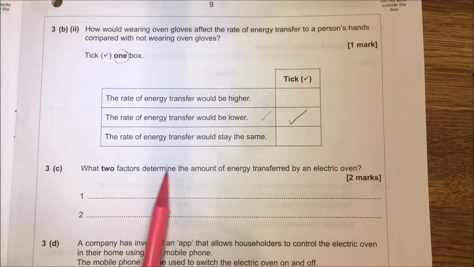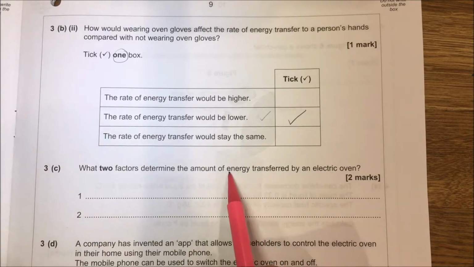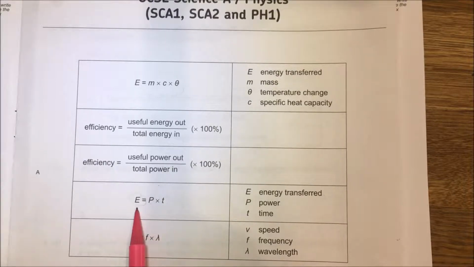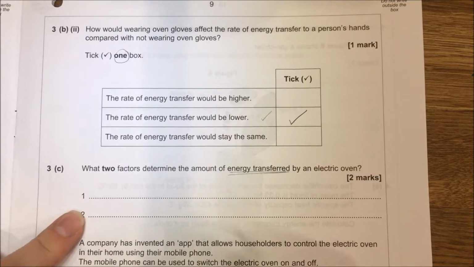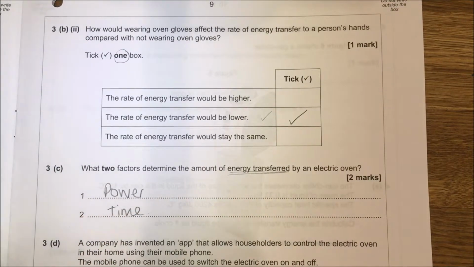What 2 factors determine the amount of energy transferred by an electric oven? So if you're not too sure here, energy transferred actually features on our equation sheet here. And it depends on the power and the time. So if either of these change, it will change the energy transferred. So if that was 2 and that was 2, 2 times 2 is 4. But if power then became 3, 3 times 2 is 6. So that's going to become larger, okay? So the 2 things that determine the amount of energy transferred by an electric oven is power and time, okay?